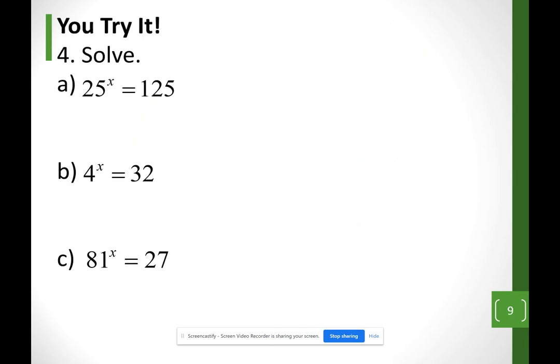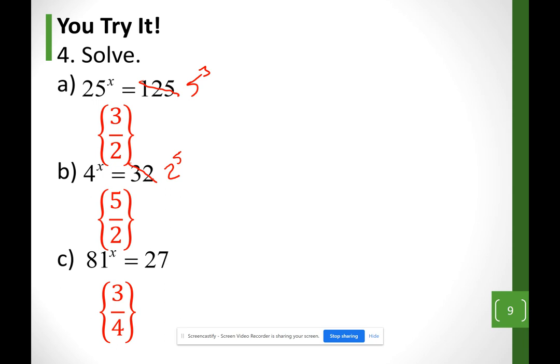Now you try these at home. Now 125 you cannot do as 25 to the something. I'm going to give you a hint. 25 you can write as 5 to the third. 32 you can write as 2 to the 5. Okay, those are just hints. You guys should be able to try these at home, and that's exactly what you guys are going to get.